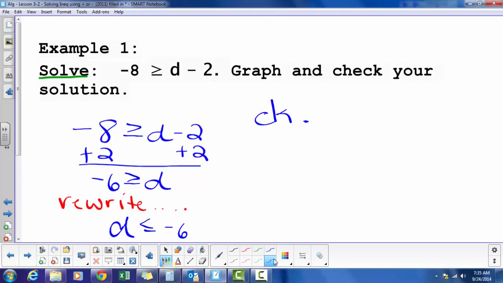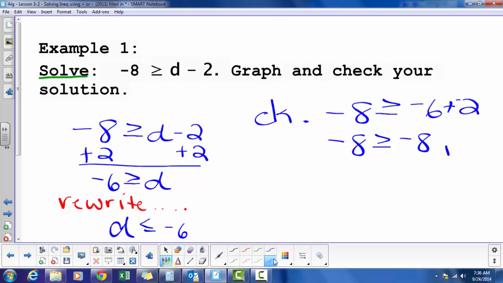I need to check that. How do I check it? I just plug my solution back into the equation, or the inequality. Negative 8 is greater than or equal to negative 6 minus 2. Negative 8 is greater than or equal to negative 8. That checks good. Lastly, I need to graph.